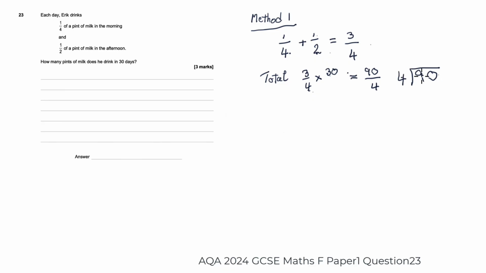So 4 into 9, 2 4s are 8, with 1 left over. And then we've got 4 into 10, and that goes twice. 2 4s are 8. And the remainder after all that is 2. So the total is 22 pints, and we're dividing by 4, and we've 2 left over. That's 2/4 left over, which is the same as 1/2. Cancel by 2 top and bottom. So it's 22.5 pints.